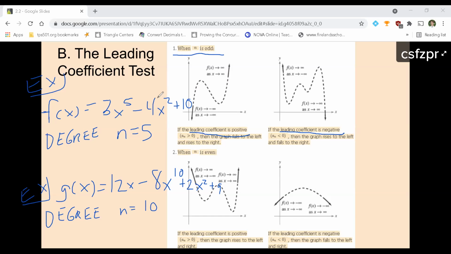In this case, the coefficient with our highest degree is 3. So our lead coefficient would be 3. 3 is a positive number, so f will look like this one. If that was a -3, then we would do that.